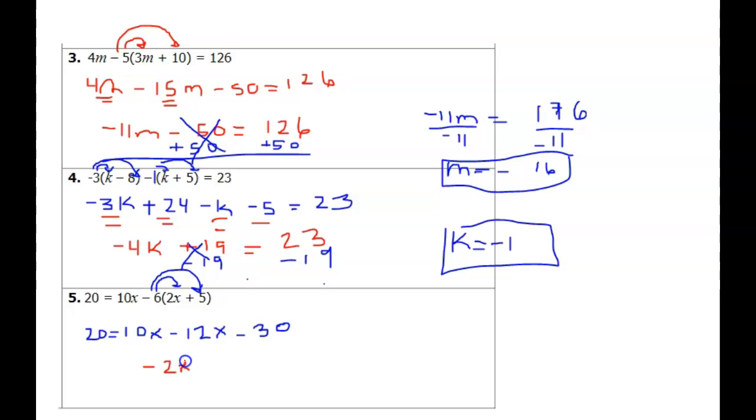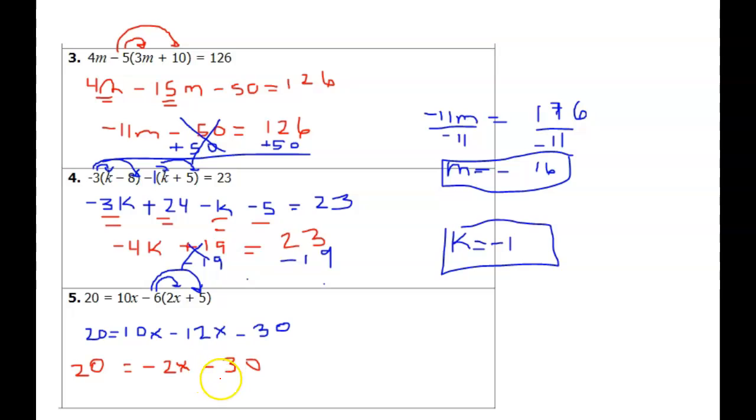Guys, remember, think about money when you're doing your negatives. I got $10, but I want to buy something for $12, okay? I'm missing out on $2. I need $2 extra. So think about money, okay? So I got negative 2x minus 30, and it equals 20. Now we're good to solve.